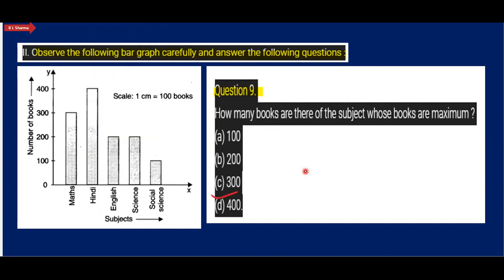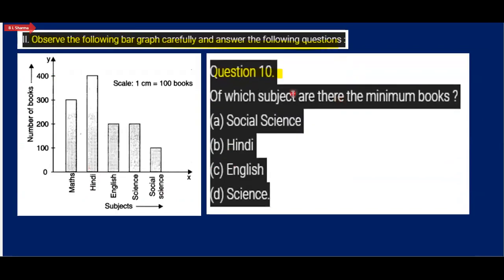So that is 400 because Hindi book is having 400. Maximum books Hindi ka hai, and that is what? That is equal to 400 books. For the same bar graph, we move on to the question number 10. Of which subject are there the minimum books?